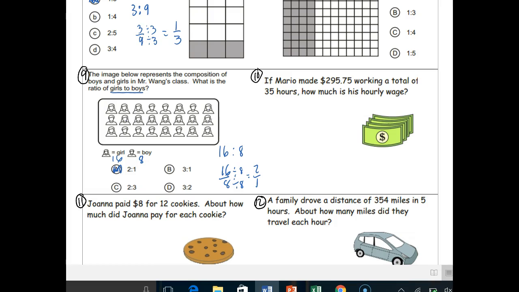I'm going to help you with number 10 because it involves a rate problem. So if Mario made $295.75 working a total of 35 hours, what was his hourly wage? Basically, again, you're going to divide your money by time. And so you're going to divide 295.75. It's great to know that he did that in 35 hours. But how do we figure out what each hour was worth? We divide it by 35 and see how we can divide that money up into those hours. So you may use a Google calculator on that one.